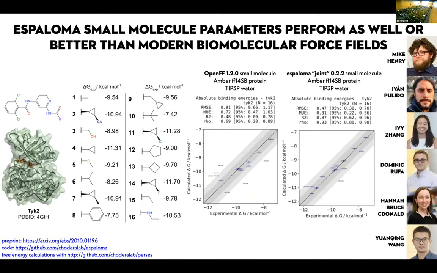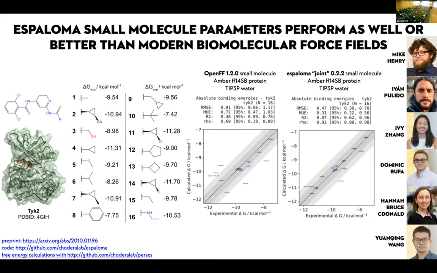You can also do free energy calculations. In this case, we use the AMBER 14SB force field for the protein simply because it was hard to replace it with Espaloma parameters, but we used small molecule parameters for this kinase inhibitor that come from this Espaloma joint model I showed you. And it already does about half a kcal per mole, which is significantly better than the 0.91 kcals per mole for the Open Force Field.